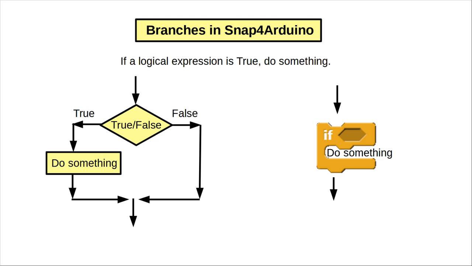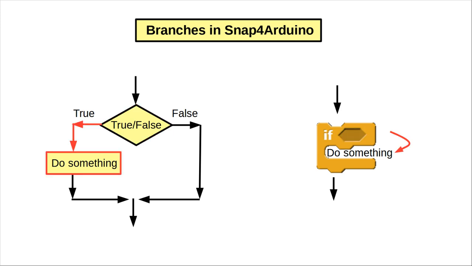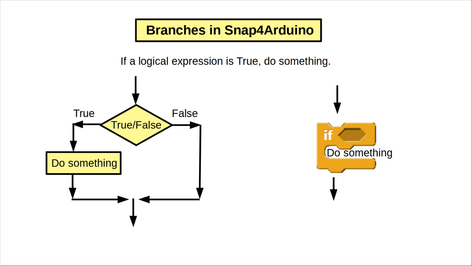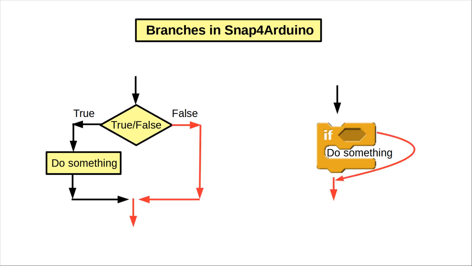This is the most basic branch command. If a logical expression is true, then do something. We have seen such a branch in Lesson 1. This is how it works when the logical expression is true. Whatever is placed inside the block is executed. And this is how it works when the logical expression is false. Whatever is placed inside the block is not executed.